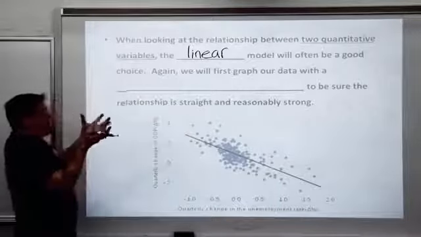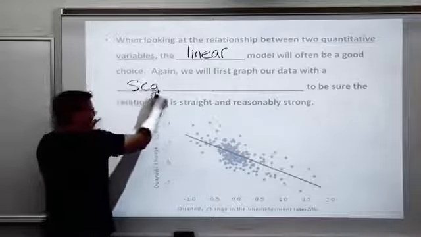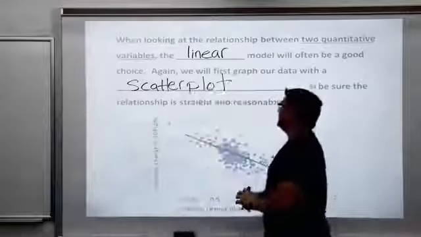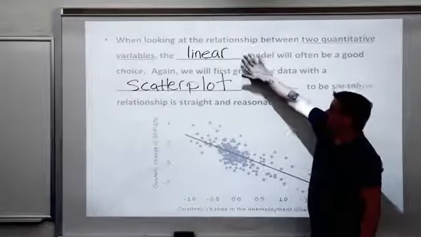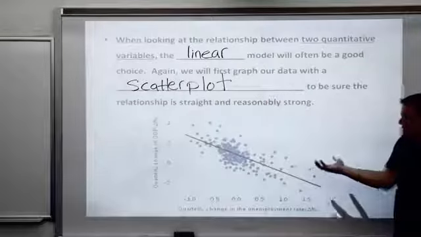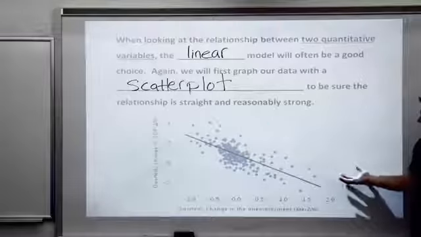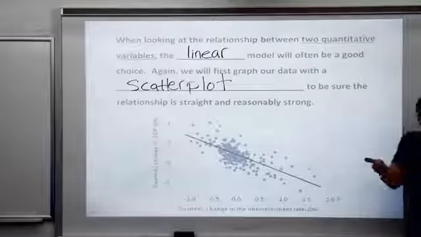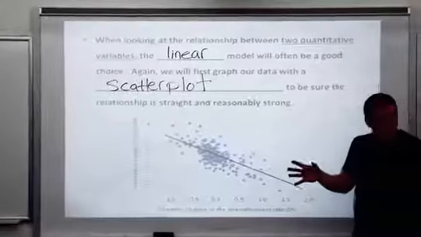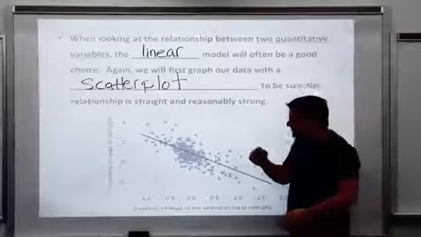So again, you're going to want a graph. Again, we'll first graph our data. The right graph is called a scatter plot. And before we fit a linear model or a linear equation, we better check to see that the relationship is linear, right? Check that it's straight and reasonably strong. Just because we know about normal models and we know about linear models does not mean everything's normal and everything's linear. Always graph, graph, graph, graph.